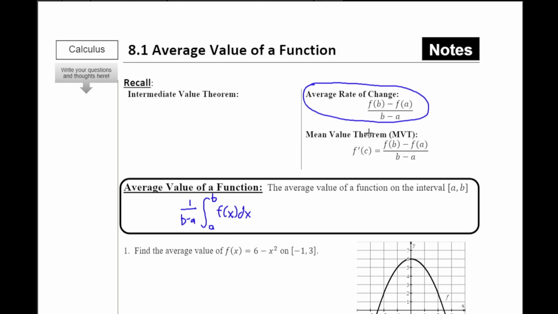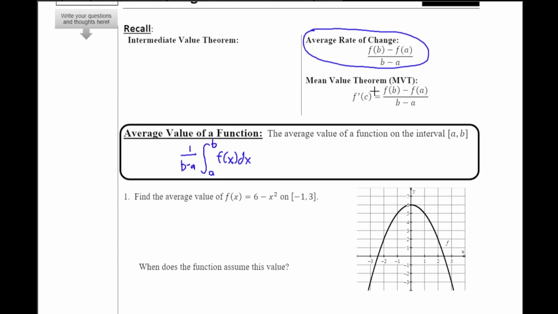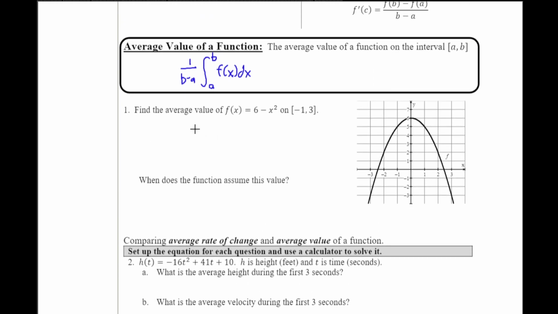Average rate of change is your slope formula. So if you want to find the average value of this function 6 minus x squared on negative 1 to 3, you do 1 over 3 minus negative 1 multiplied by the integral of 6 minus x squared dx from negative 1 to 3. So this gives you 1/4. That's equal to 1/4.